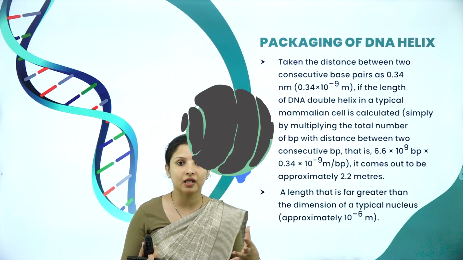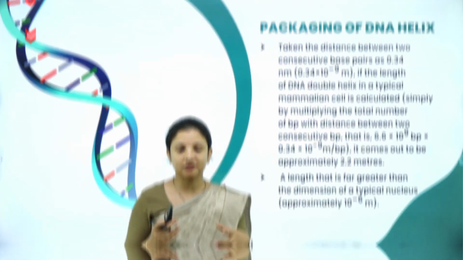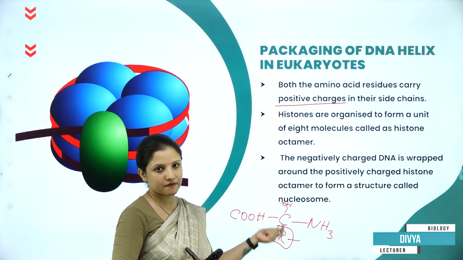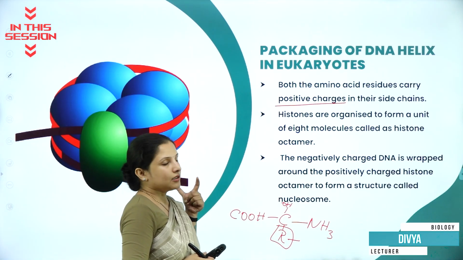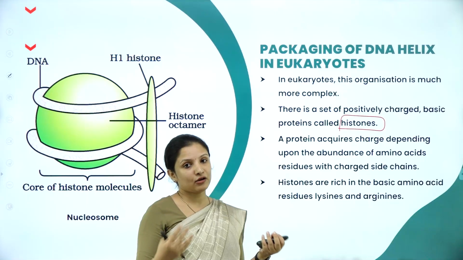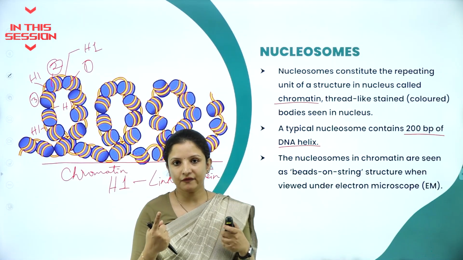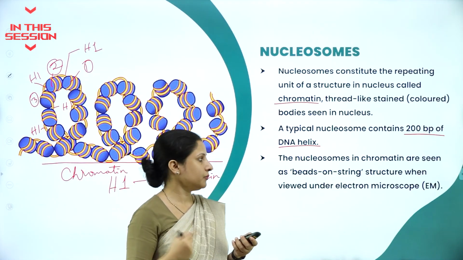The human DNA is about 3.3 into 10 to the power 9 base pairs. Both of them, they carry a positive charge. So therefore, the histone is entirely positively charged. Because at the end of the day, we know that proteins are nothing but chains of amino acids. What is the name of that linker protein? It is a H1 protein.